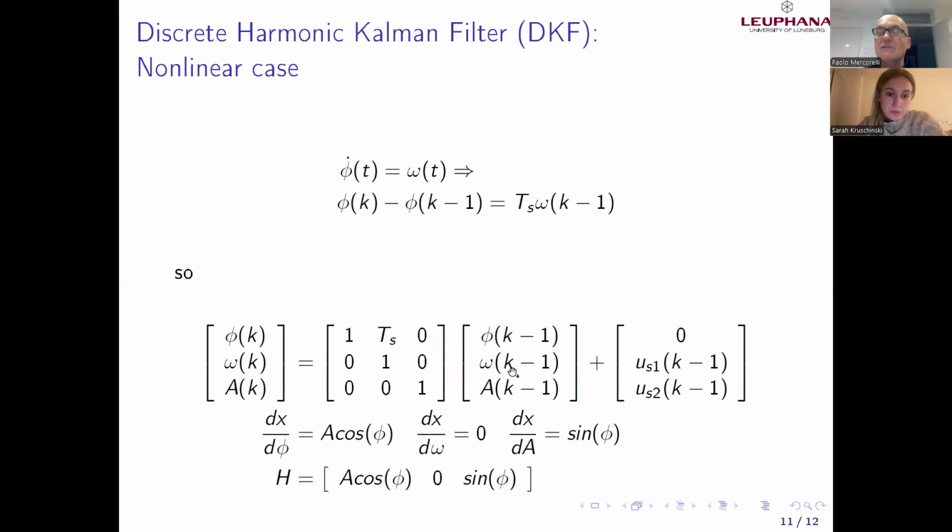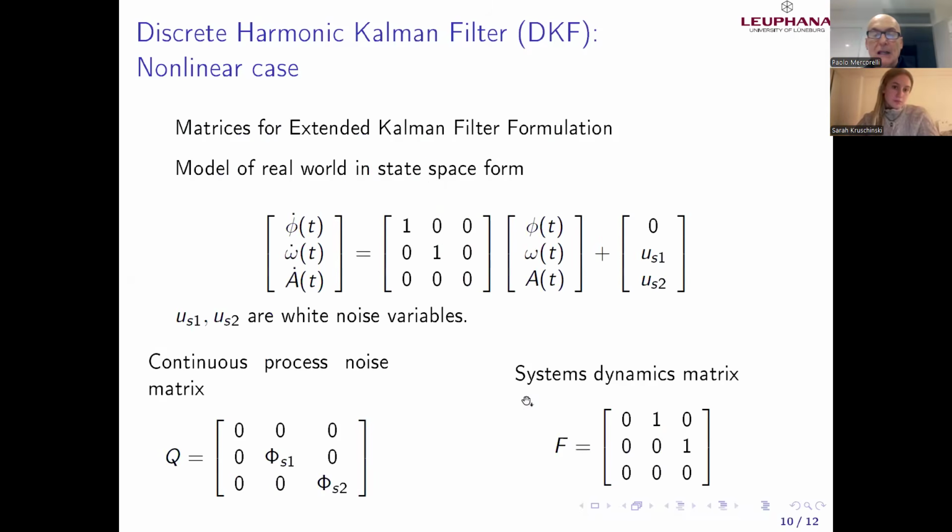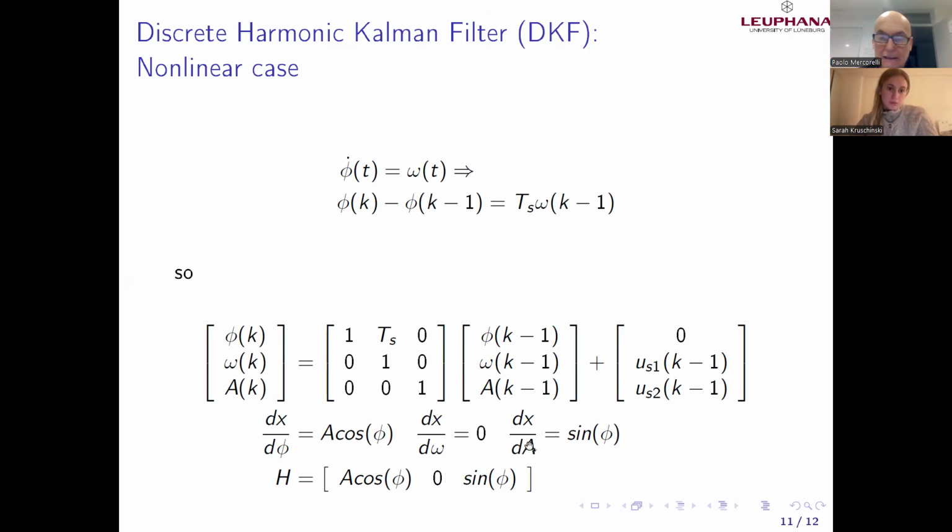I don't know if this is visible. Or phi of k equals phi of k minus 1 plus Ts multiplied by omega. The rest means omega k equals omega k minus 1. A of k equals A k minus 1. Excuse me for this error here, but I will correct.